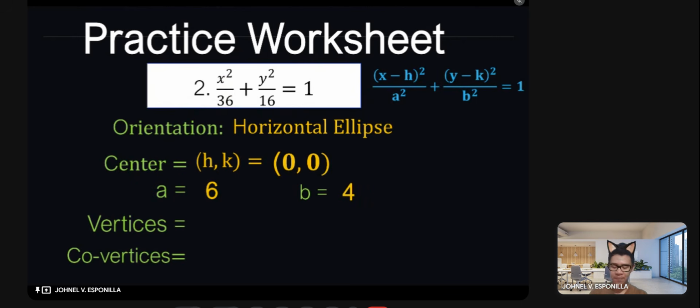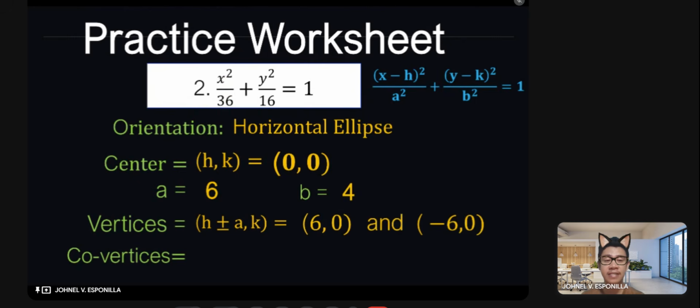Very good. And ano po yung vertices natin? Applying the formula, h plus minus a, k. So that is 0 plus 6, that is 6, 0. Tapos 0 minus 6 is negative 6, 0. Ito yung vertices po ng ating ellipse. How about for the co-vertices?